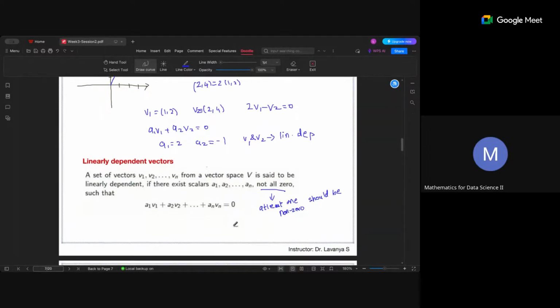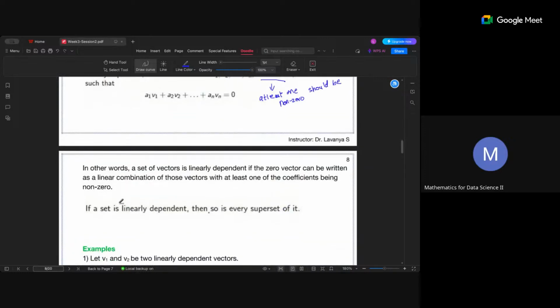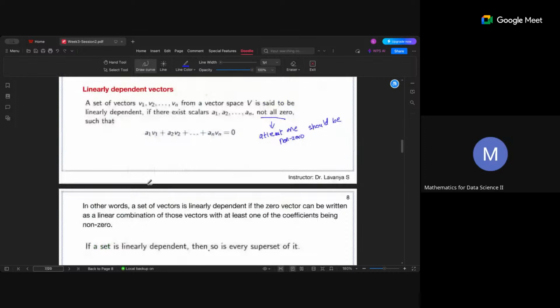Okay. Here is what is given; let us first see and then I will explain more. In other words, a set of vectors is linearly dependent if the zero vector can be written as a linear combination of those vectors with at least one of the coefficients being non-zero. Just the same thing explained in different words, that's all.